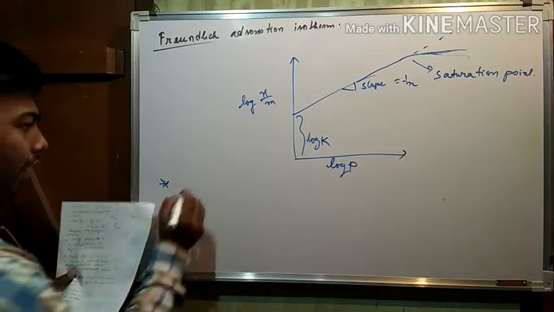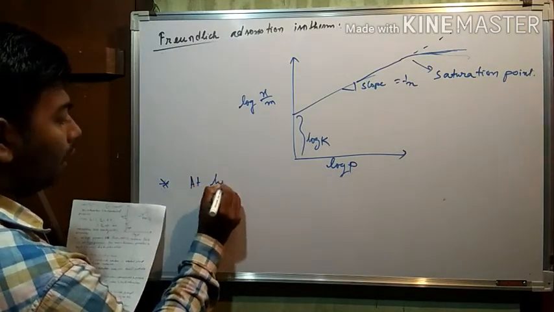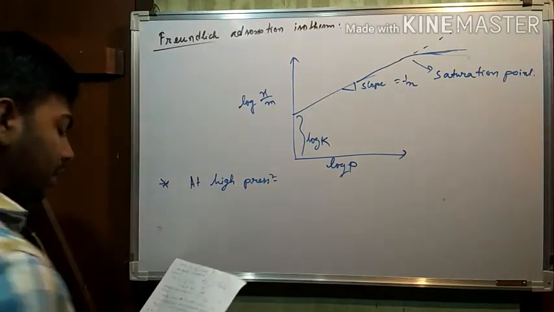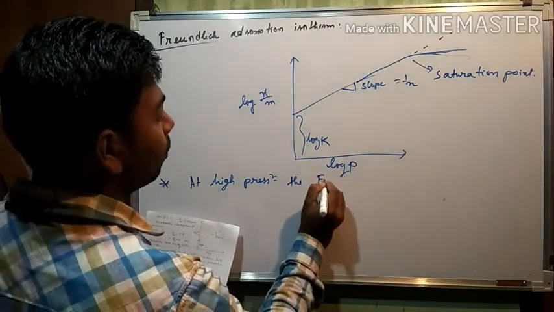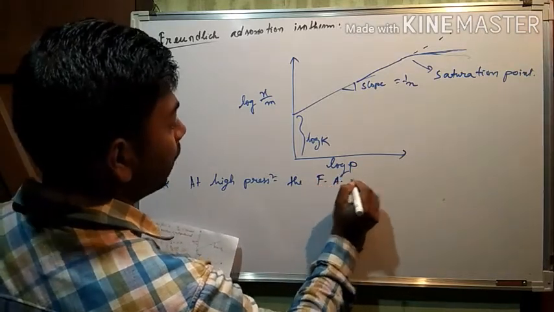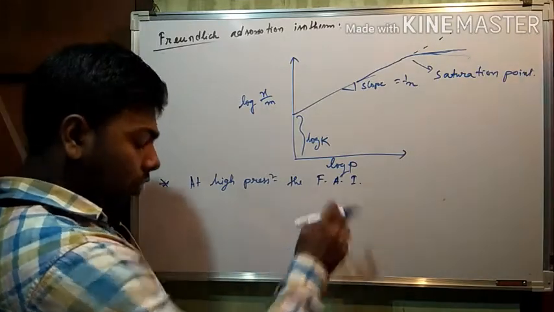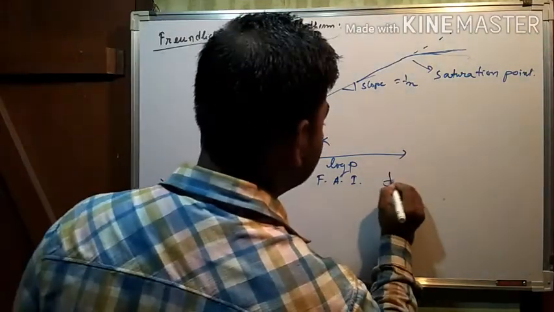Main statement. At high pressure, the Freundlich adsorption isotherm, FAI, fails.